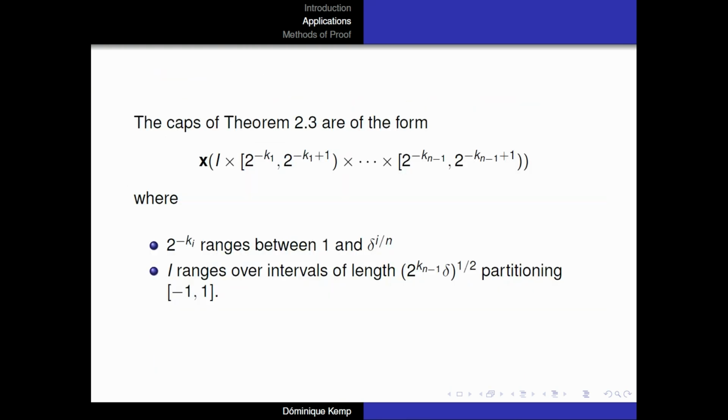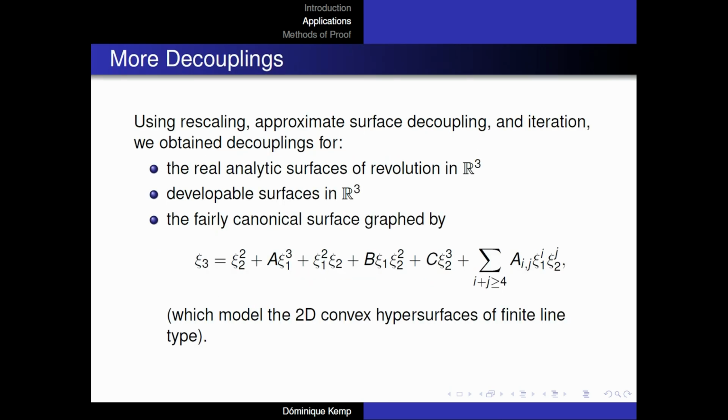Okay. So it wasn't my intent to go through every slide. Just wanted to have enough in case of questions or in case I had more time. But I think I'll just end with this slide. So there are more decouplings that have been derived, that we've derived. It uses the standard tools of rescaling, approximate surface decoupling, and iteration. And there were the real analytic surfaces of evolution that were shortly after discovered in 2016. And then the developable surfaces in R3.